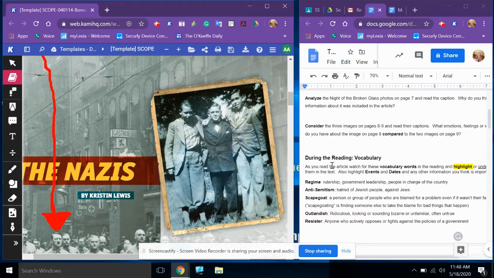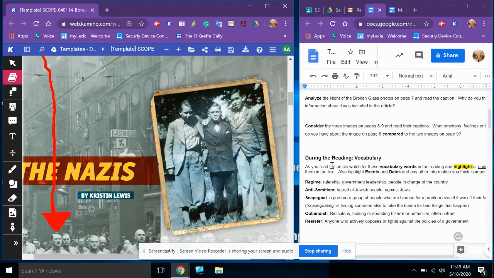We are looking for regime, which is rulership, government leadership, or people in charge of the country. So when we talk about the regime that's in power, we're talking about the group of people that are in charge. Anti-Semitism is the hatred of Jewish people, or is against Jews. So against Jewish people, anti or against. Scapegoat is a person or group of people who are blamed for a problem, even if it wasn't their fault. Scapegoating is finding someone else to blame for the bad things that happen. Again, the key here is it's not really their fault. You're just looking for someone to blame.